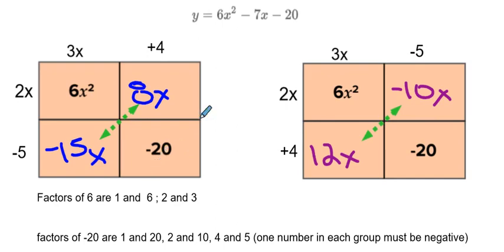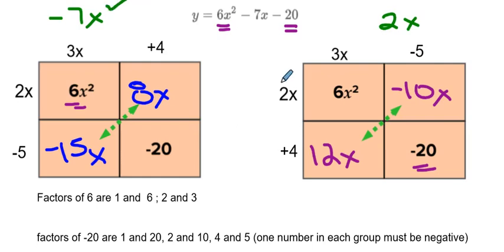Now if I try to figure out how this is going to come out, we know that both of them are going to have the 6x squared, and both of them are going to have the negative 20. The thing that we are trying to figure out is what is the sum of each one of these and how is that different. Over here, if I do negative 15 plus 8, I get my negative 7x. On my right-hand side, if I do 12 minus 10, I get 2x. But because we wanted the negative 7x, we know that we want this one over here. So this is going to be the way that we would group our different pieces.